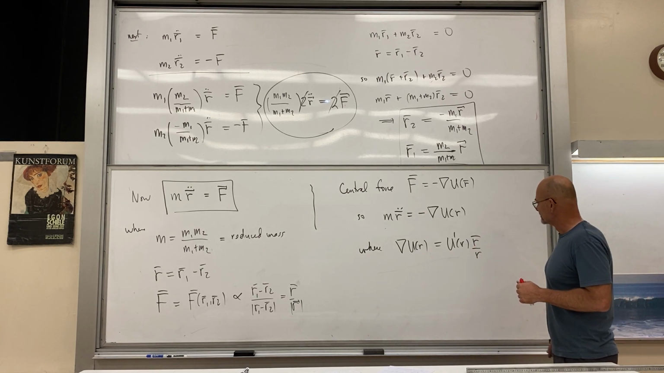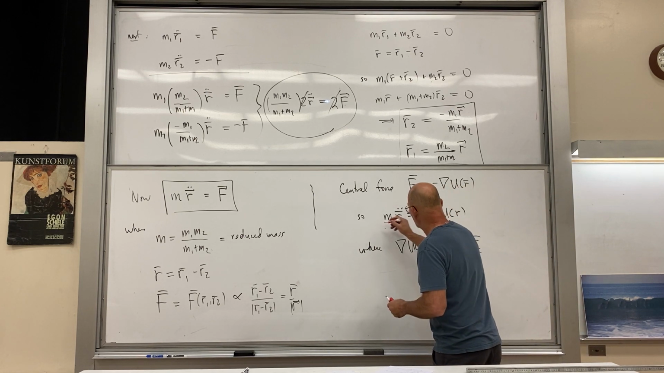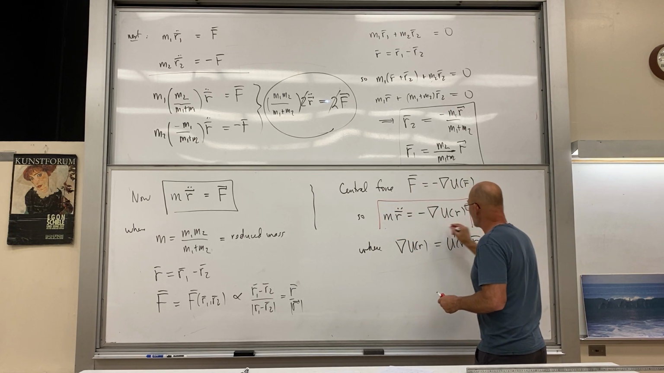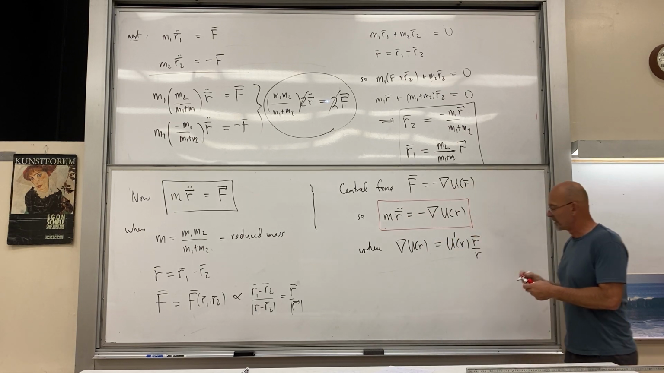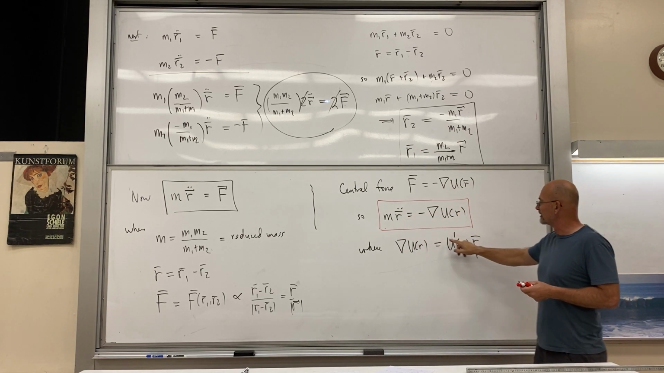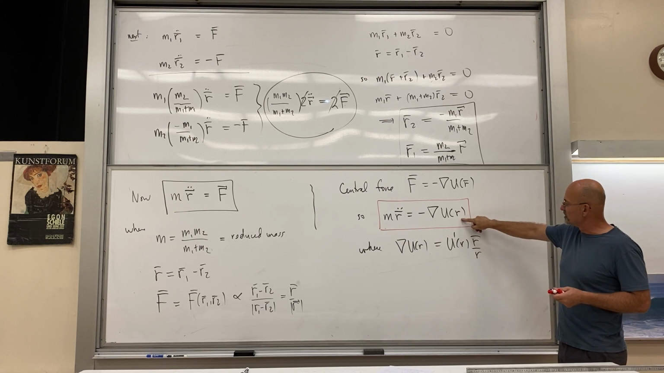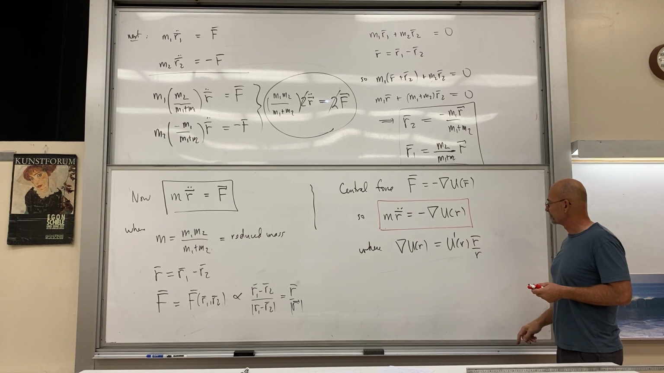Okay. So because we have a central force problem, this is the form of our problem right here. R second derivative, gradient u of r. This is because we have conservation of energy, which a central force equation has.